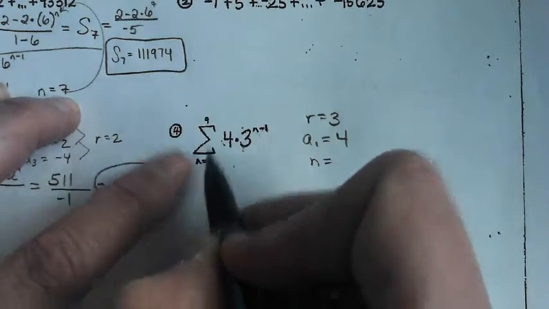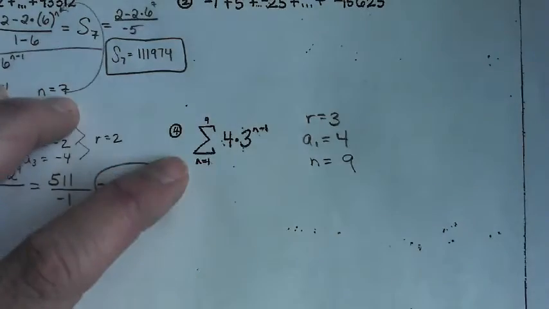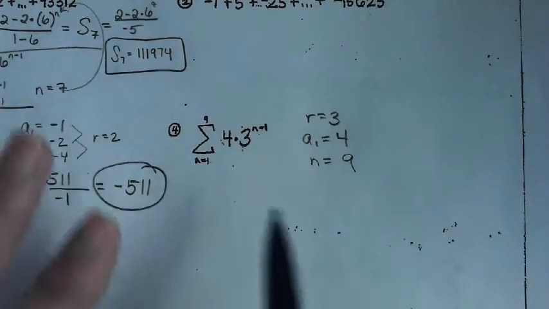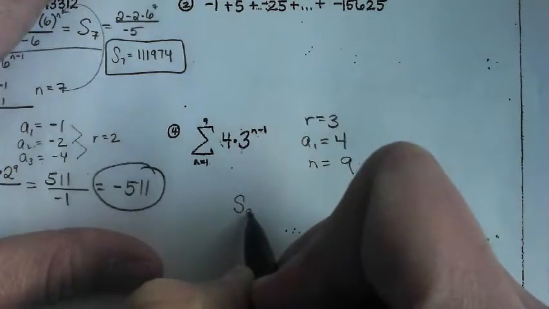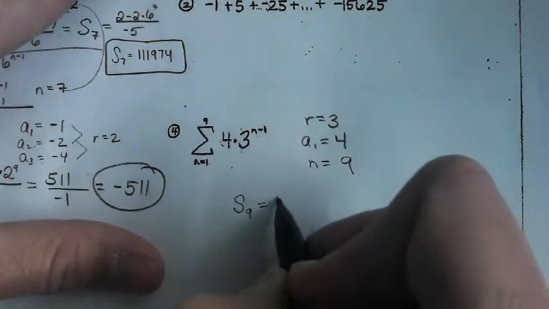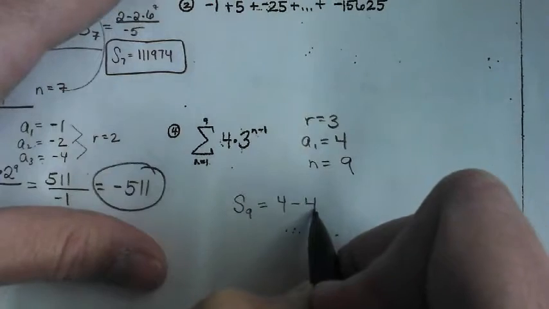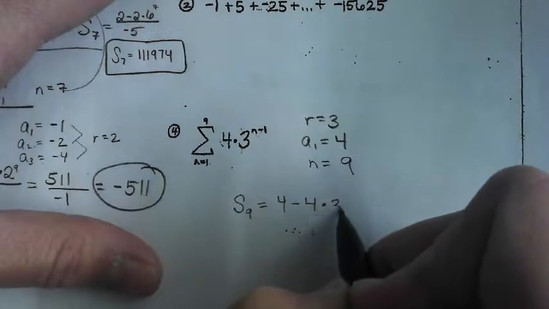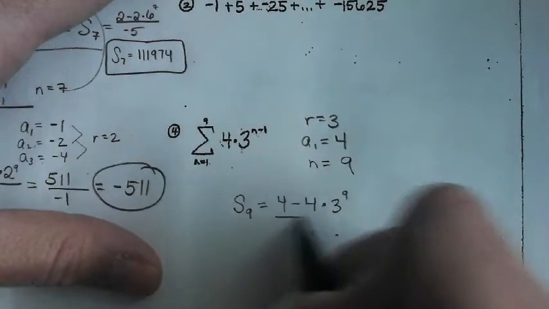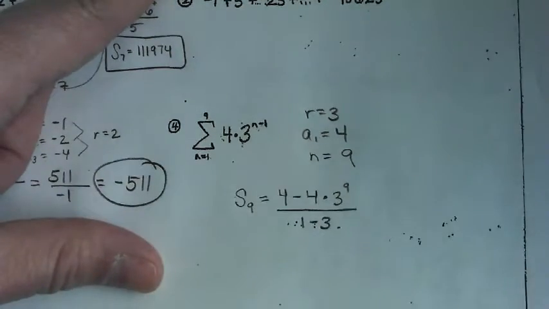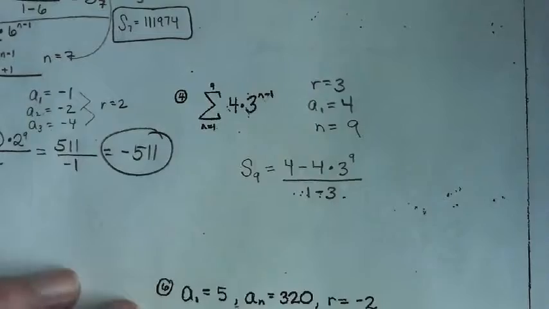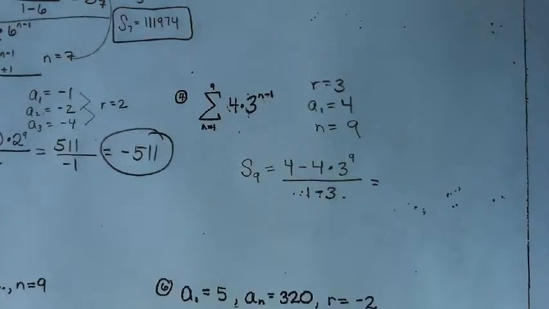9 terms. I'm plugging in 1 through 9. That's 9 terms, and just plugging in that will give us the series total. So S sub 9 equals A sub 1, which is 4, times 1 minus the rate, 3 to the 9th power, all over 1 minus 3. And that's just all calculator. Do your numerator and denominator separately. That's just my suggestion to avoid mistakes.